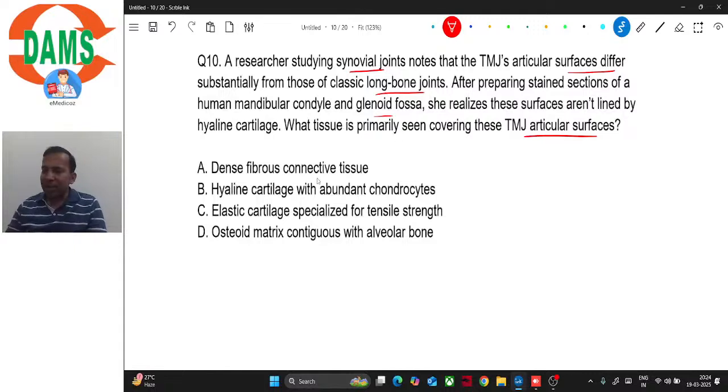Options are dense fibrous connective tissue, hyaline cartilage with abundant chondrocytes, elastic cartilage specialized for tensile strength, and osteoid matrix contiguous with alveolar bone. So what do you think would be the correct answer here? Is it the dense fibrous connective tissue, the hyaline cartilage, the elastic cartilage or the osteoid matrix?